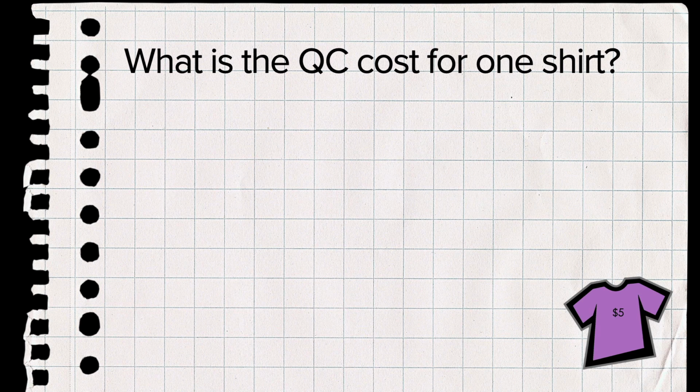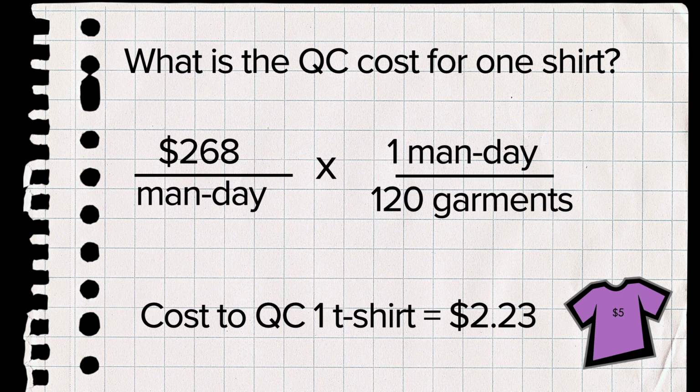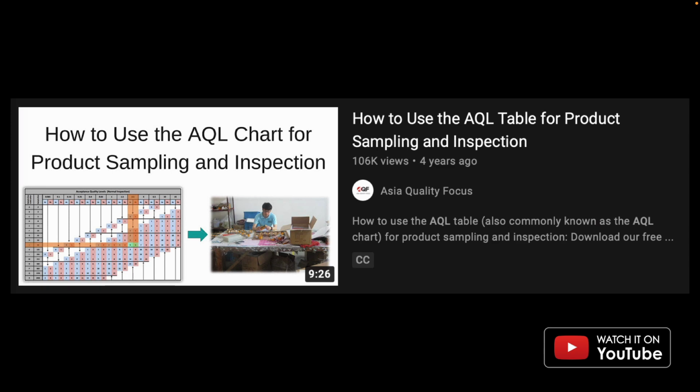QC is not cheap. Given that the typical rate is $268 per man day, and one man day can check 120 garments, then the cost per garment is $2.23. If the total cost of the t-shirt is $5, then $2.23 is relatively expensive. So budget accordingly for quality control. Remember to watch the 𝗾𝘂𝗹𝗶𝘁𝘆 video that's part of this course.